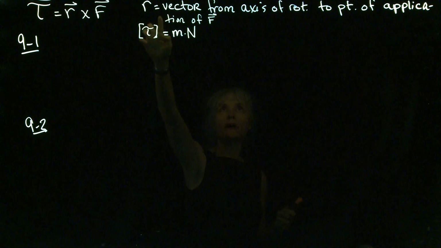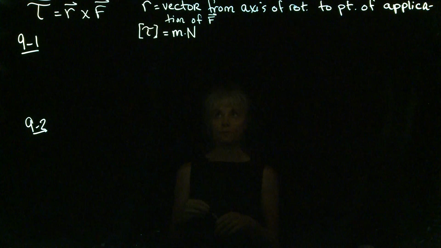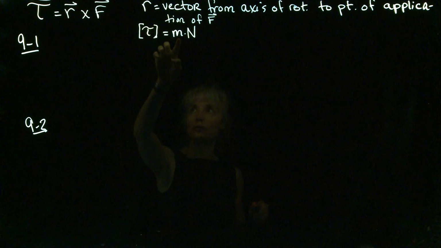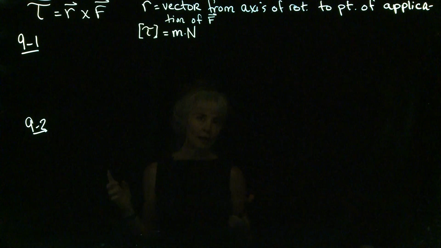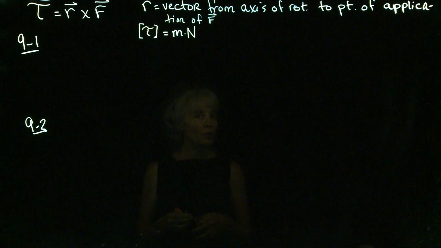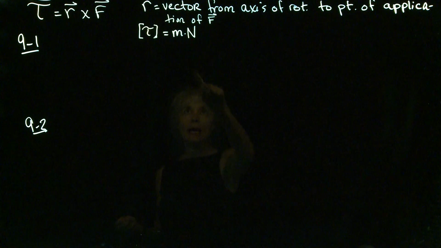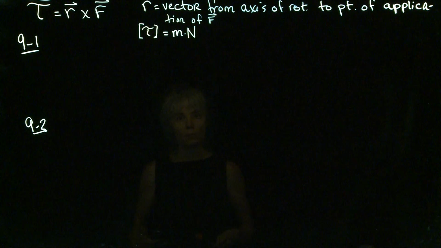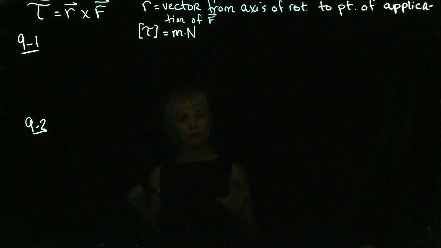The vector R is the vector that points from the axis of rotation to the point of application of the force. The units for torque are going to be the units for R, which are meters, times the units for force, which are newtons. Meter, newton. Now you're going to recognize the combination of a meter and a newton as a joule, but we do not refer to torque in units of joules. We will keep it as a meter, newton. And I'll keep the meter in front to remind us not to combine those two into a joule. Different unit than the unit for energy.